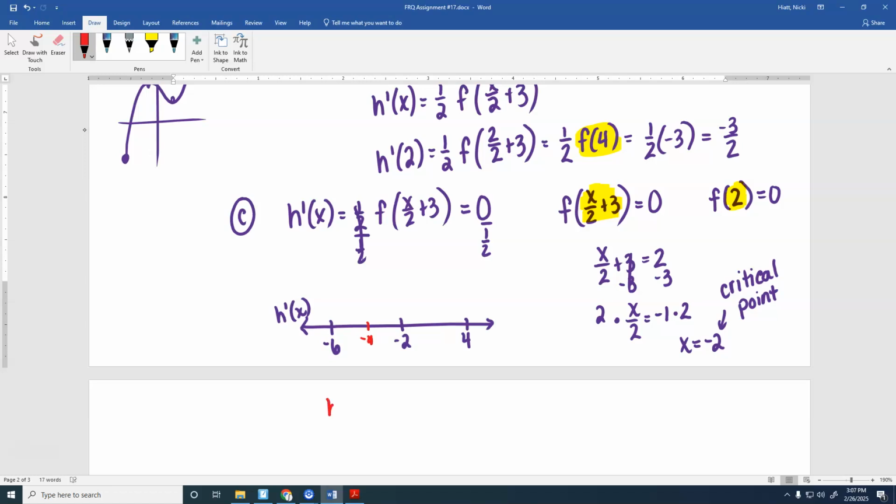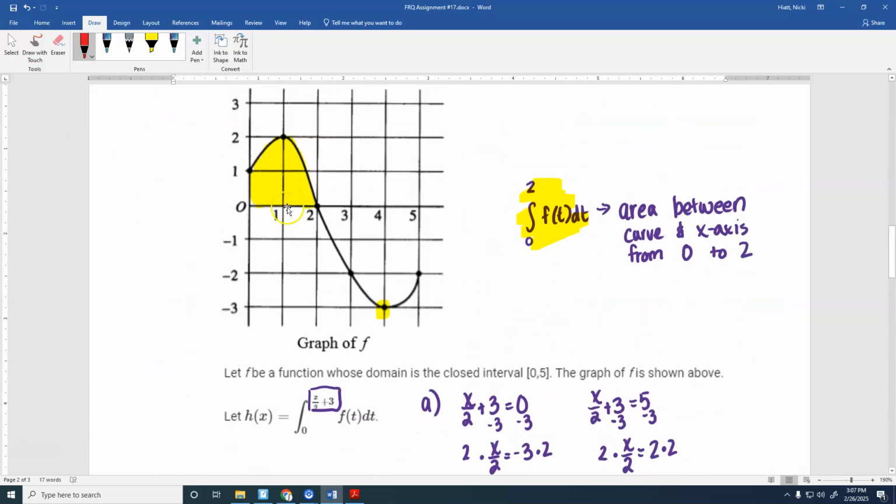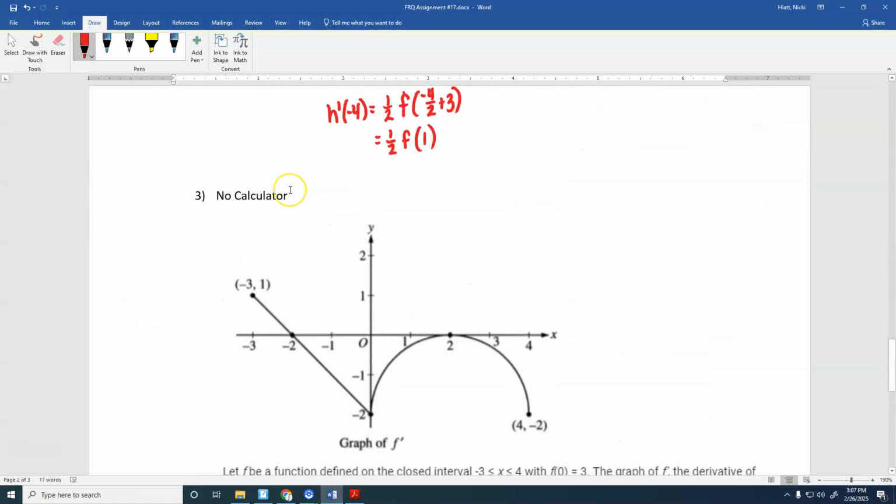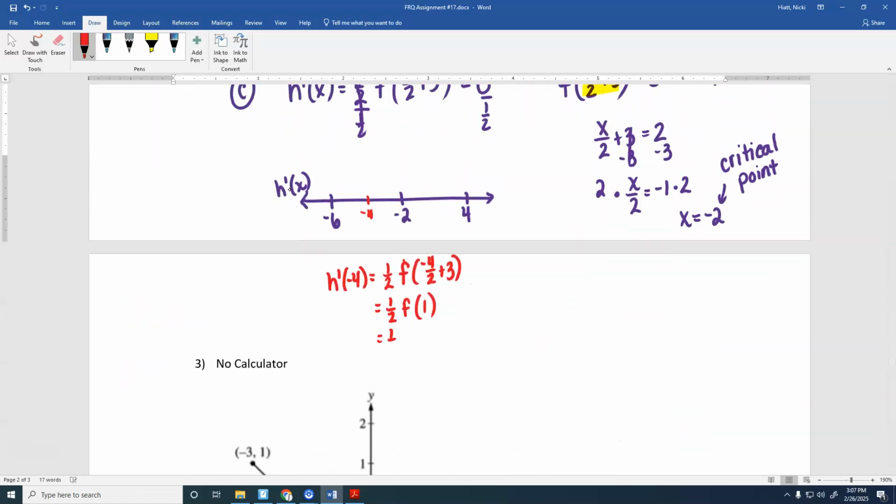So h prime of negative 4 is 1/2 times f of (negative 4 over 2 plus 3), which is 1/2 f of (negative 2 plus 3), which is 1/2 f of 1. How do I find f of 1? From the graph, f of 1 is 2. So I get 1/2 times 2, which gives me 1. That's a positive number, so that section is positive.